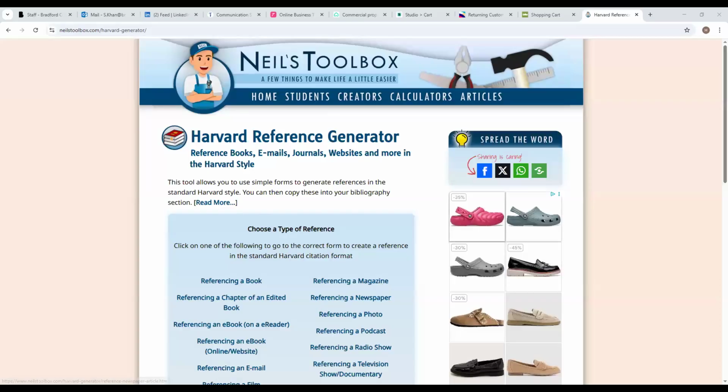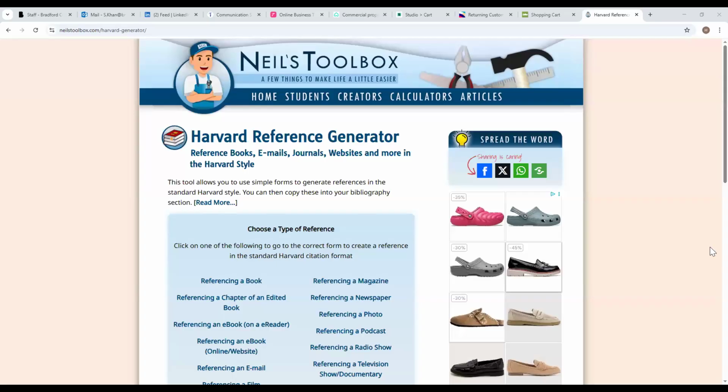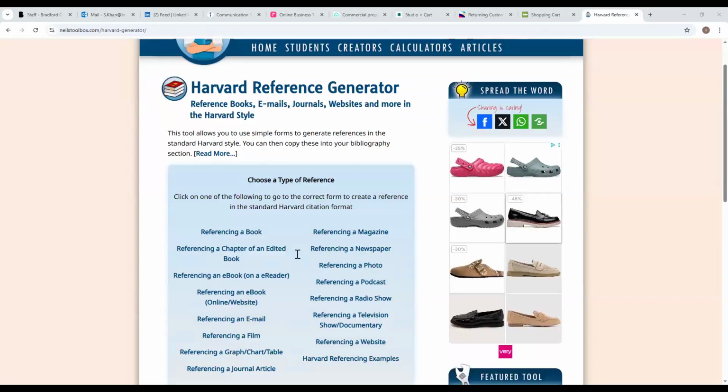Can you see it there? It says Neil's Toolbox. Can you see it? Let me stop sharing this one and share Neil's Toolbox now. Can you see that now? Yeah, it says Neil's Toolbox.